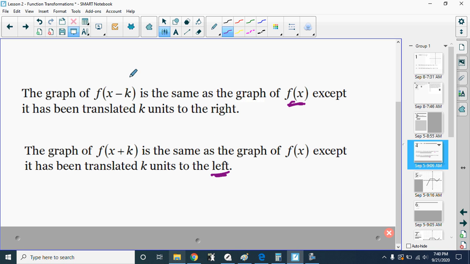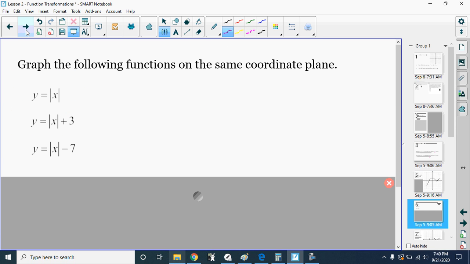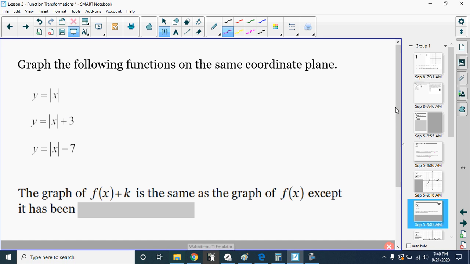And notice that's kind of opposite of what you would think. Minus k, usually minus means in the negative direction, which would be left. That's opposite of what you would think because it actually goes right. F of x plus k, plus is actually to the left, which is, again, opposite of what you would typically think. We graphed these functions in class and took a look at what happens if you added or subtracted at the end instead of next to the x.